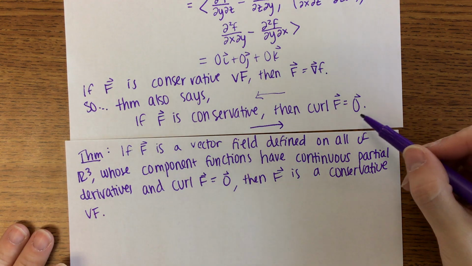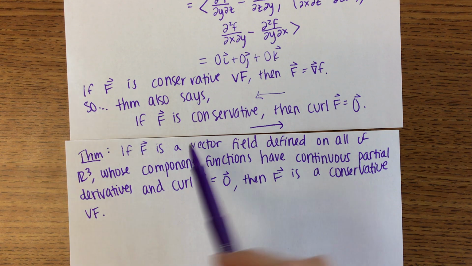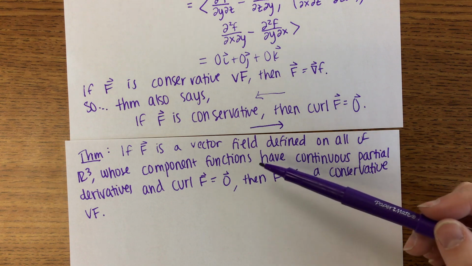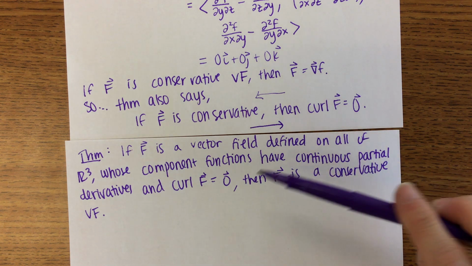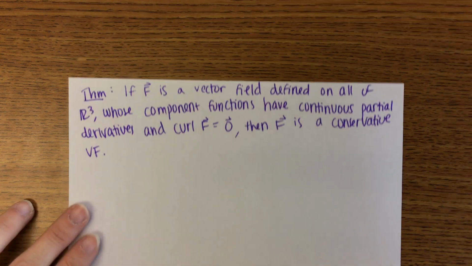So I asked you before, if curl of F is 0, do you know that F is conservative? And we said no. Well, now I'm telling you we do. But it's because I gave you a theorem telling you that that's the case. So your vector field has to be defined on all of R3, which most of the time it is. Component functions have to have continuous partial derivatives. Most of the time that's true. If you find the curl of F and you get 0, then you know that F is a conservative vector field.